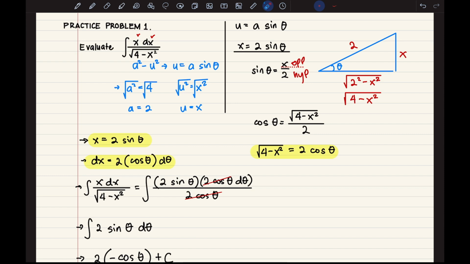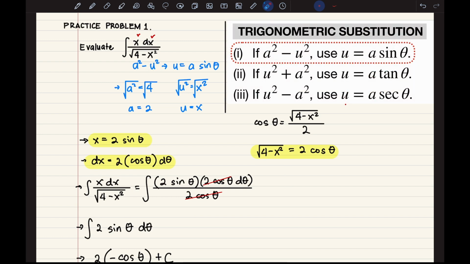So as a recap of practice problem number 1, we are to evaluate the integral of x dx over the square root of 4 minus x squared. The first thing to do is recognize which case it falls under. In our integrand, we have 4, which is a perfect square constant, and negative x squared, which is a perfect square function of x. So 4 will be our a squared, and x squared will be our u squared. So this clearly falls under case number 1.